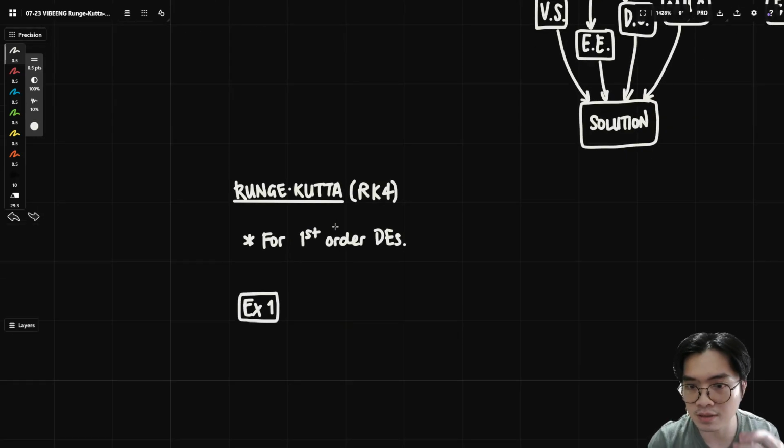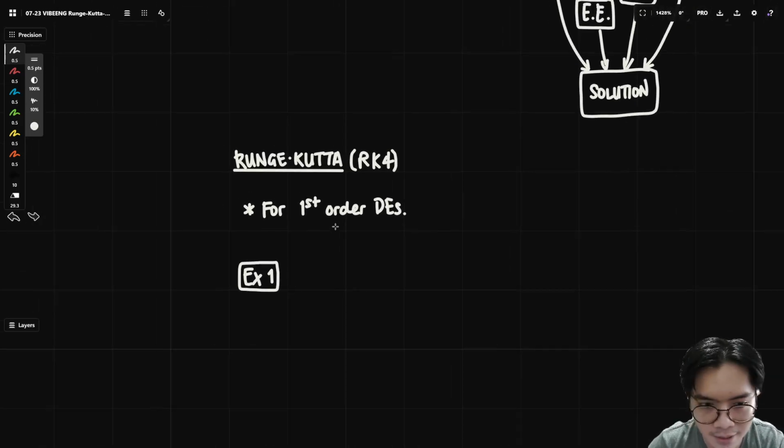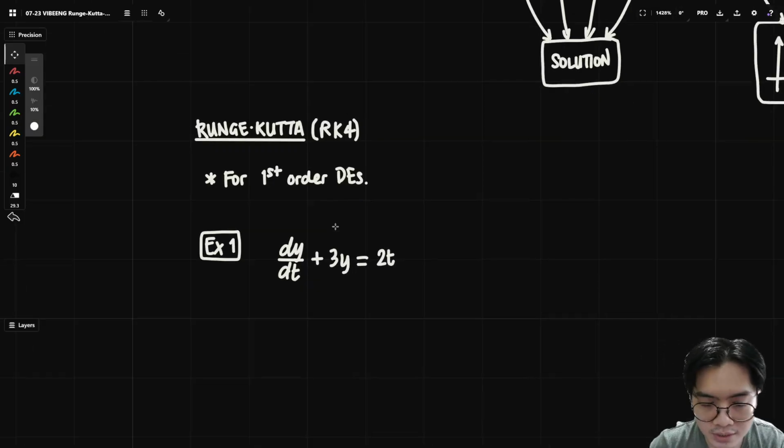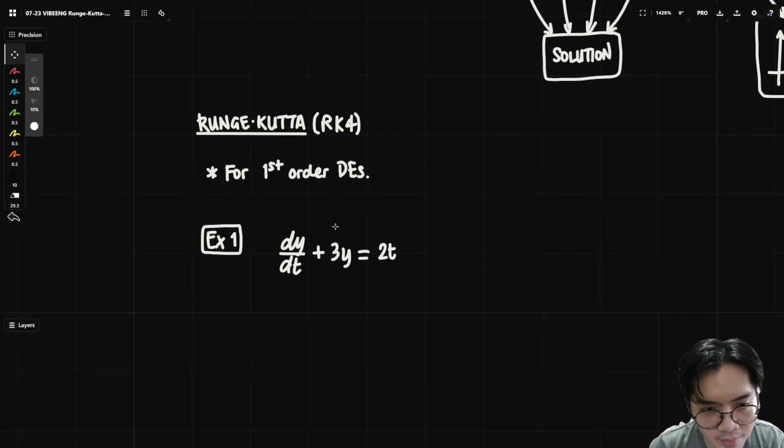So this is, kumbaga, the baby method, right? So this is for first order differential equation. Let's say for example, I've created here dy over dt plus 3y is equal to 2t. So honestly, there are many different ways you can try to solve this. One of them, if makikita nyo, this looks like a linear differential equation.